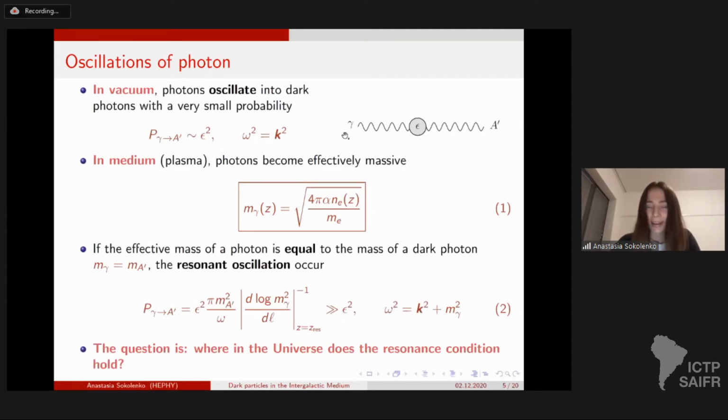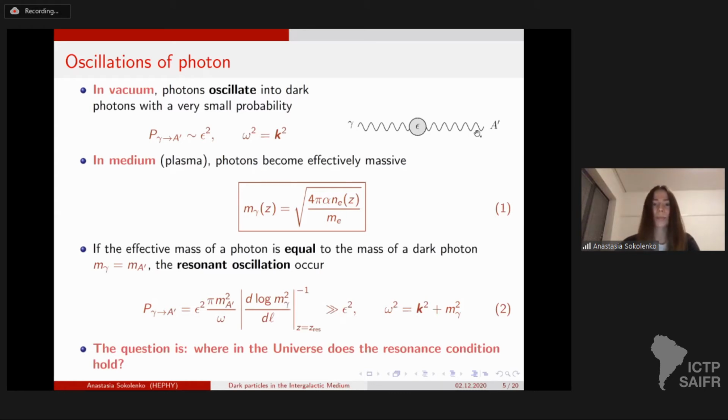As I mentioned, oscillations of ordinary photons into dark photons and vice versa are possible, but in a vacuum, the probability is very low. It's proportional to epsilon squared, the coupling constant. And this coupling constant is very low. So this probability is quite low.